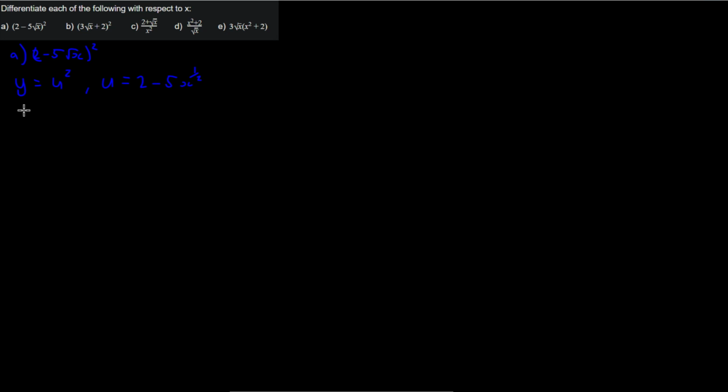Now let's derive each part separately. So dy du equals 2u, not u squared. And let's look at u now. So du dx will equal 2, that's a constant, it's gone. We've got a negative 5. This power will come out the front, so times a half. Take one off the power, that'll turn to x to the power of negative a half.